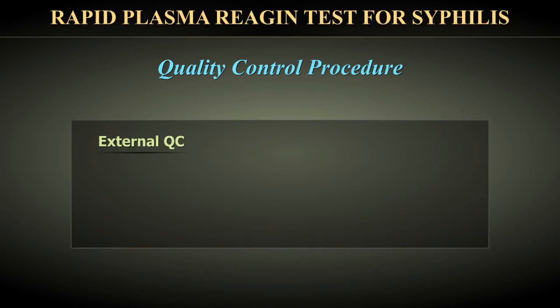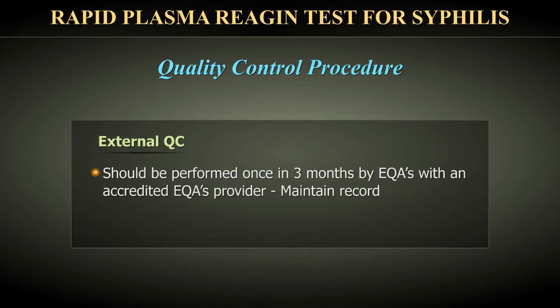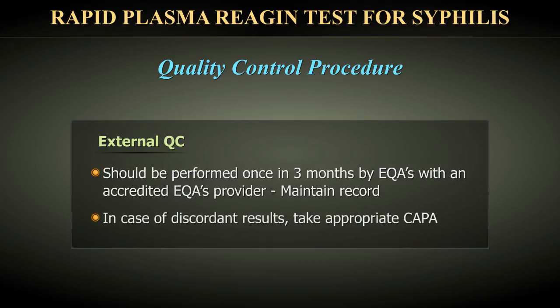External quality control should be performed once in 3 months with an accredited external quality assurance scheme provider. Maintain record. In case of discordant results, take appropriate corrective and preventive actions.